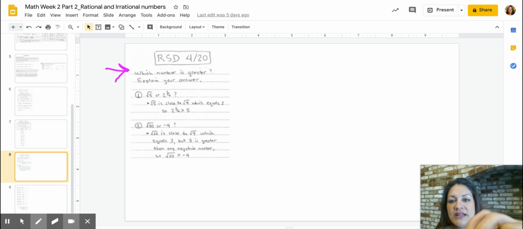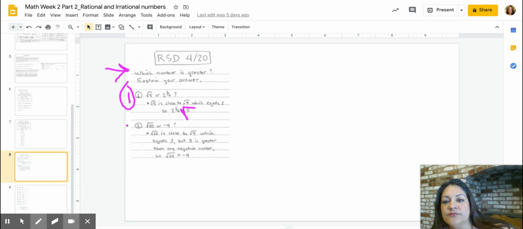Okay, so right here it says, for number one, which is greater, square root of 5 or 2 3/4? So the square root of 5 is close to the square root of 4, which equals 2. So 2 3/4 is greater than the square root of 5.